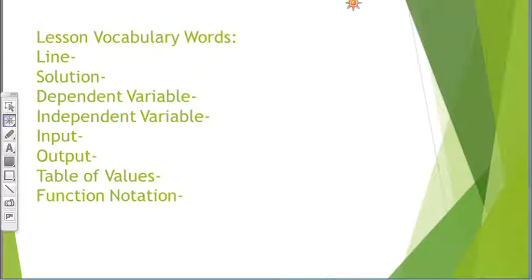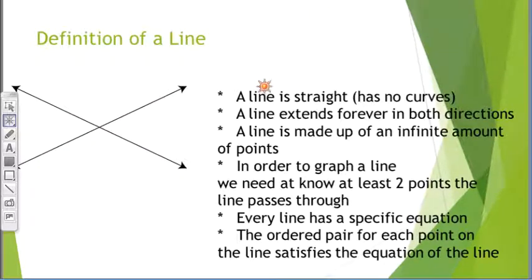So, line. We've talked about this definition a number of times in this class. A line is straight, has no curves. A line extends forever in both directions. A line is made up of an infinite amount of points, okay? Because this line goes on forever and ever in this direction and forever and ever in this direction, that's why it's made up of an infinite amount of points.